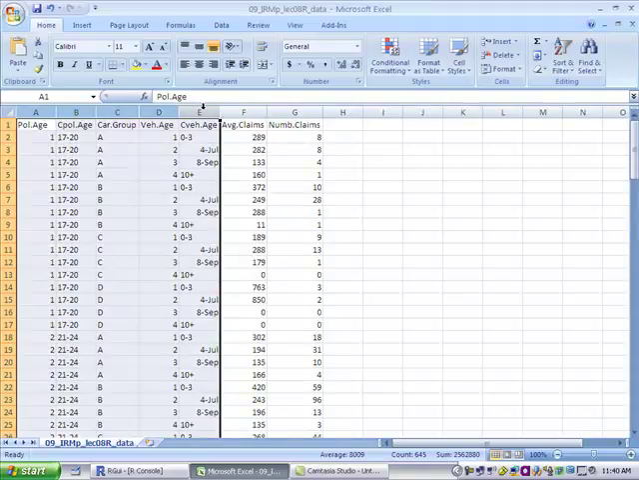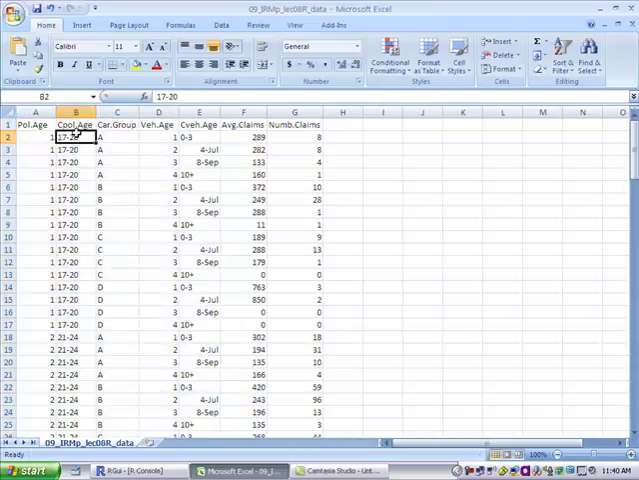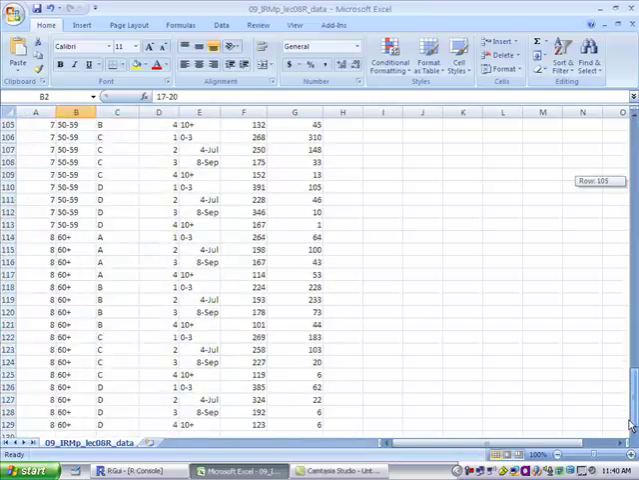specified by three factors. The first factor is the policyholder age, and this can be from 17 to 60 plus. So there are 8 categories. The two first columns basically give the same information. In the first column you just have a number from 1 to 8, and in the second column it says to what age group it corresponds.